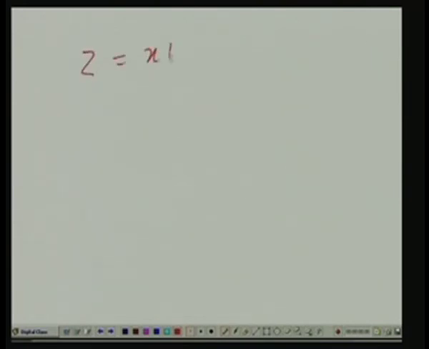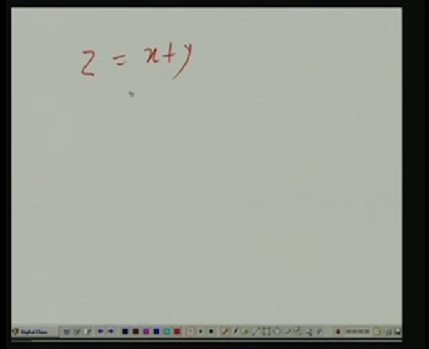Okay, in the last class, we started with this topic, function of two random variables. We continue from there. In fact, I take up the same example which I touched upon in the last class. That is, suppose it is given that z = x + y, where x and y are two random variables, and z is a summation.